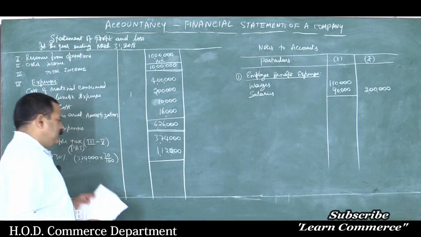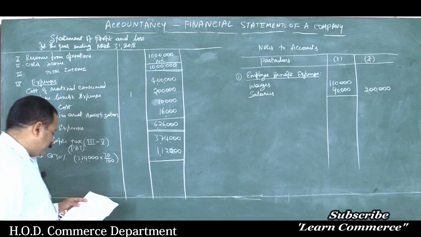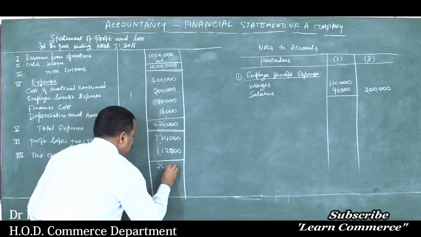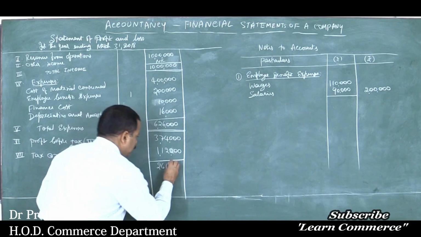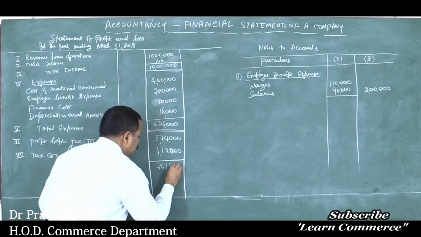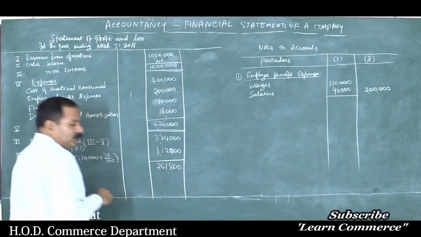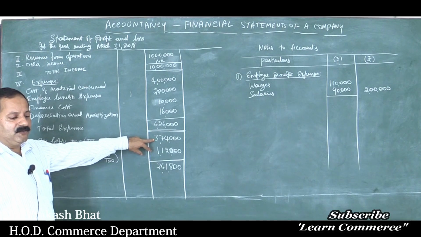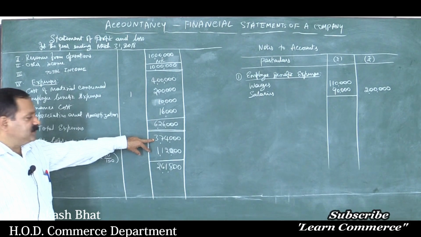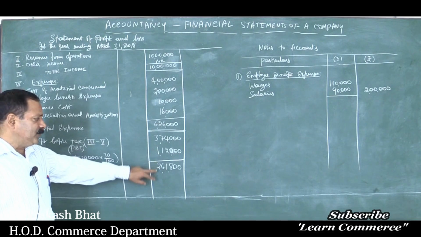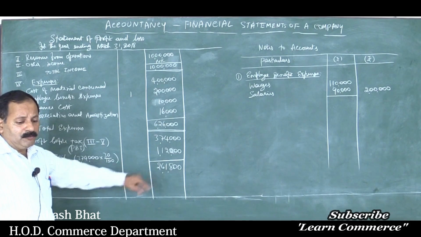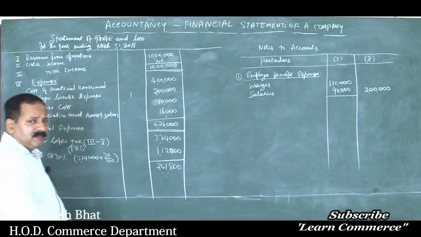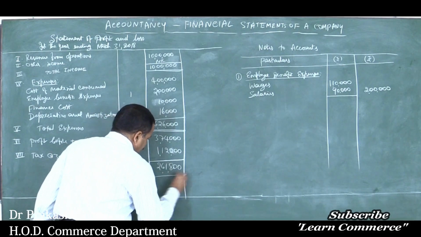Now deduct and write, that is PAT or profit after tax, 2,61,800. The final answer given is wrong. Don't worry about it, because in the illustration tax was not there, but here they have included 30% tax. If you calculate 30% on this, you will get this answer, so this is the correct answer.